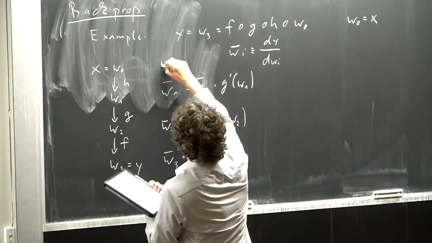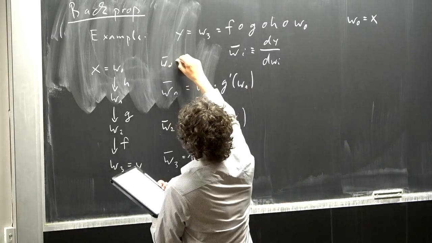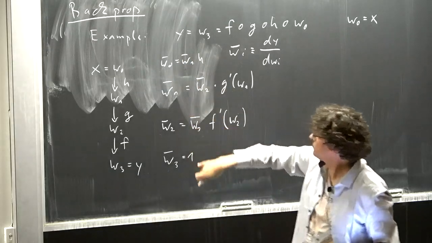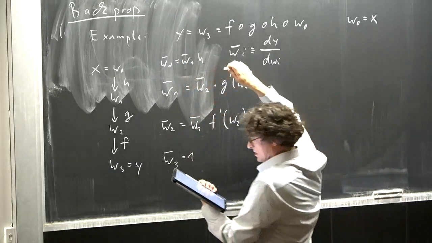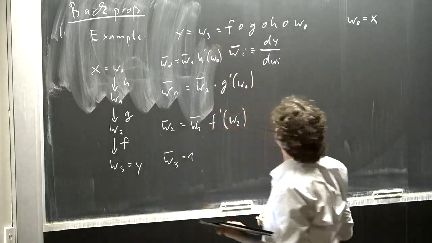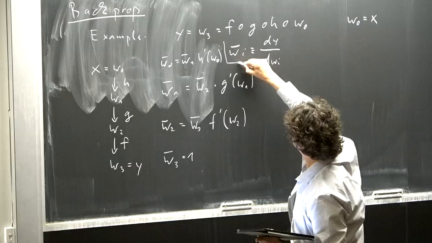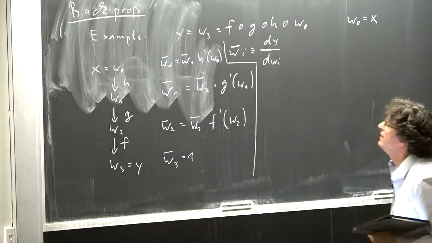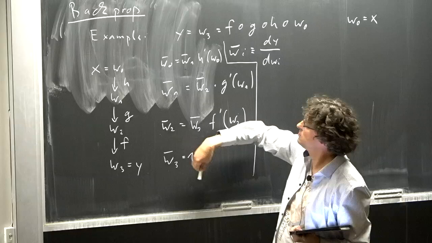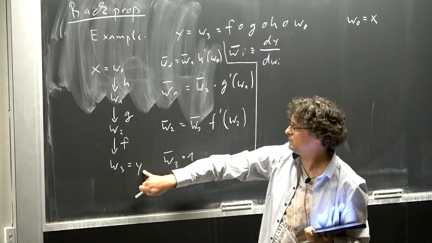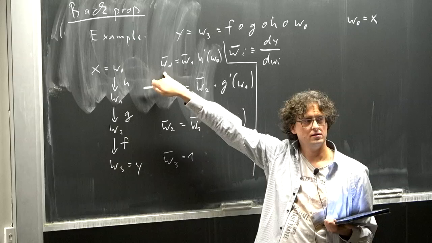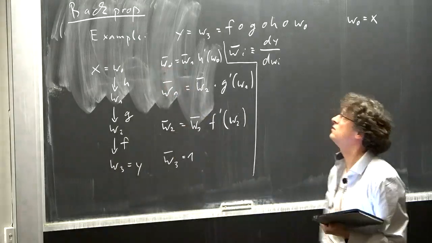And then we can also calculate the final gradient by multiplying the gradient of y with respect to W1 with the derivative of h at W0. Sorry, this is now a bit squashed here. And now we have the gradient of y with respect to x, right? We arrived at W0 bar.